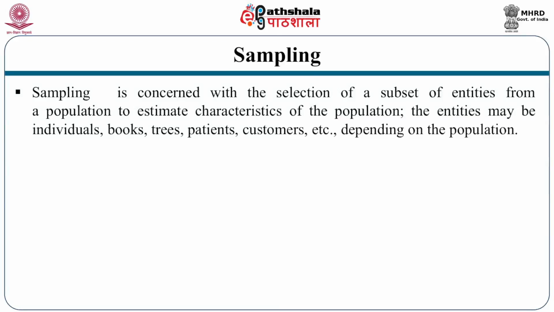So, in this slide we have given you the idea of the sampling and the sampling methods. Sampling is concerned with the selection of a subset of entities from a population to estimate characteristics of the population. The entities may be like the individuals or the persons or the users, the books, trees, patients, customers, etc., depending upon the type of the population.